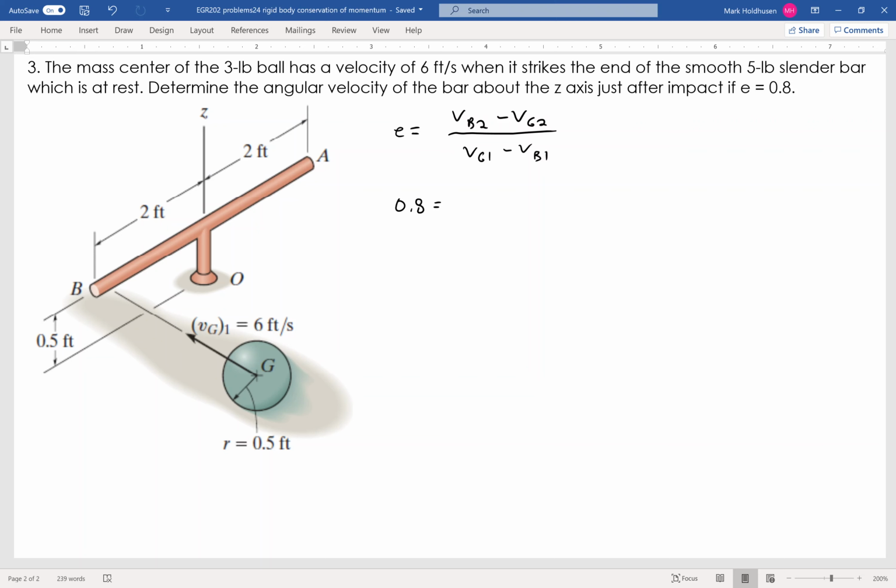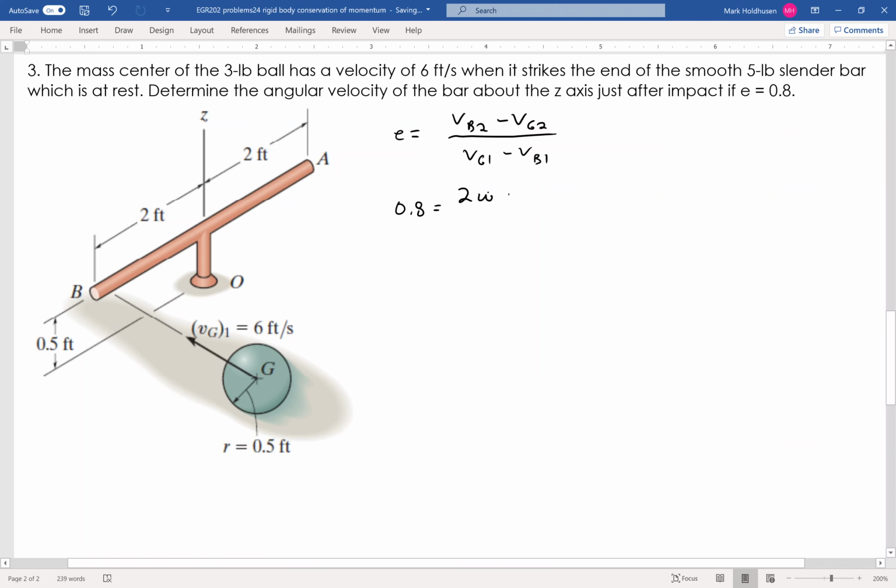So the velocity of the endpoint is 2 feet times that angular velocity that I'm trying to find, right? Because it's 2 feet away from point O. So it's pure rotation about point O, and the velocity at the point of impact is 2 omega. Minus VG2, which again, I don't know what it is.